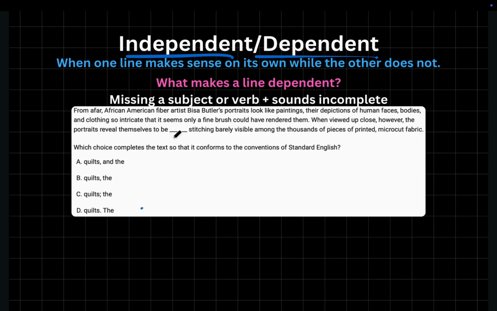Okay, so we will just focus on the line before the blank, so this part. "When viewed up close, however, the portraits reveal themselves to be quilts." Did that make sense on its own? Yes. What about the line after the blank? "The stitching barely visible among the thousands of pieces of printed microcut fabric."